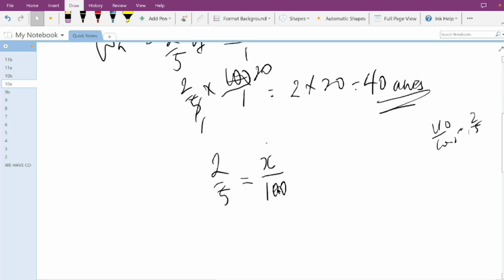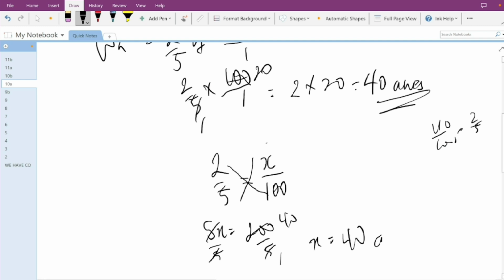So what you just do is cross multiply. You have x times 5, which is 5x, equals, on the other side, 2 times 100, that's 200. You divide both sides by 5. Our x equals, this cancels this, 5 here 1, 5 here 40. So you can still get it as 40 acres using what I call the equivalent method.